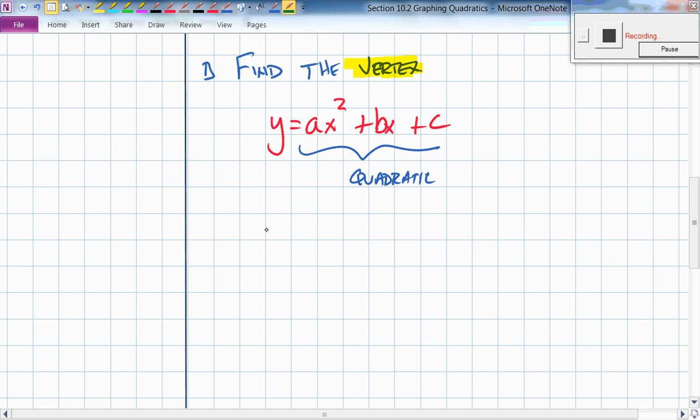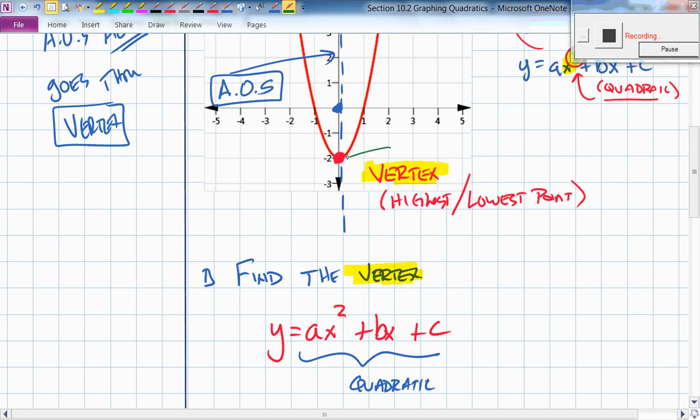So a vertex is a point, right? Just like it is right here. This vertex is a point. Can you guys tell me what point that is? What point would that be?